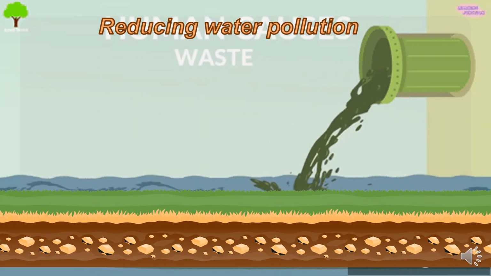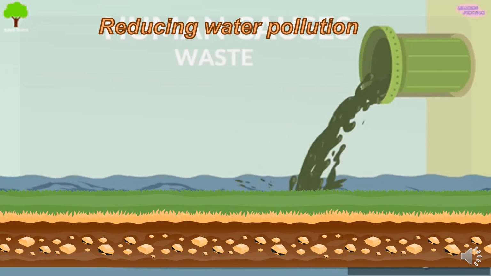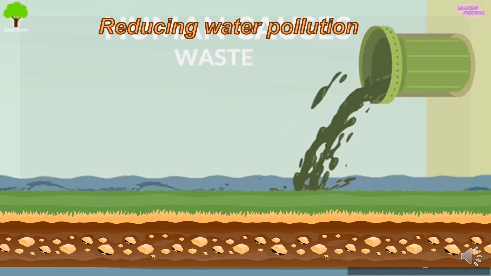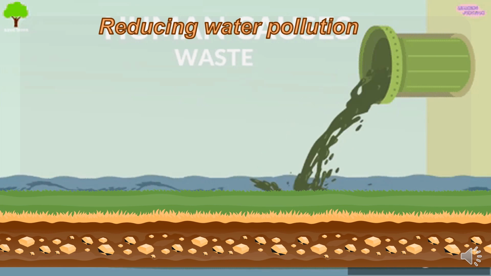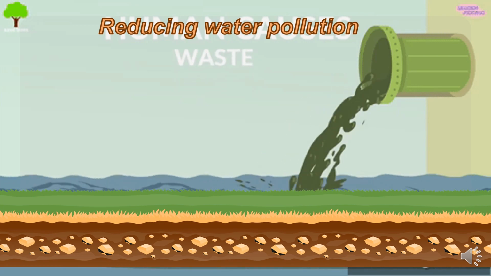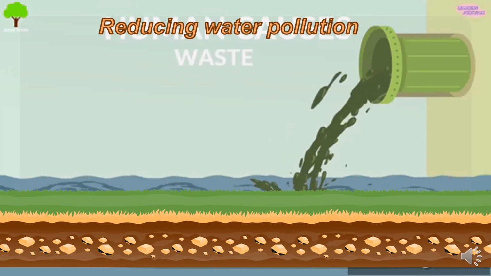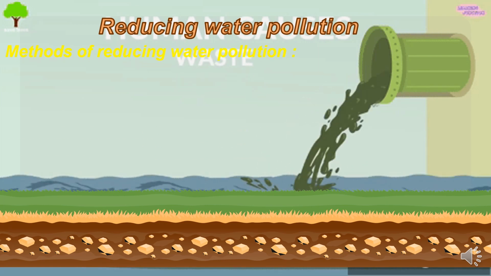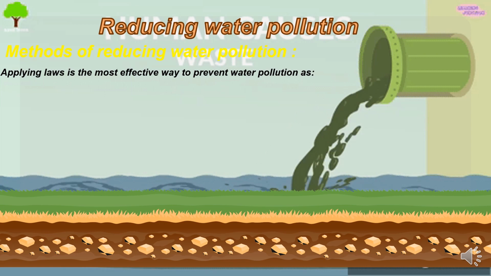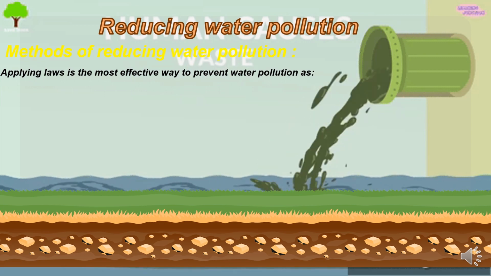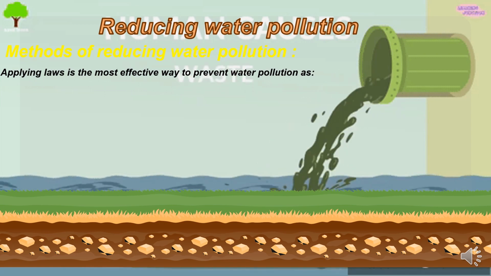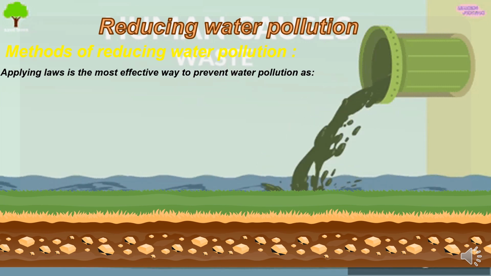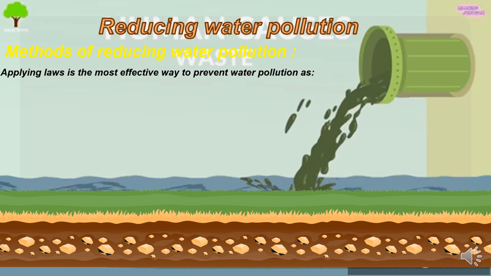And now, primary six, if I ask you, do you think you're going to be able to drink from this water if I give this water to you? Unfortunately, no. Why? Because this water is very, very impure, or very dirty. So I have to reduce water pollution, primary six. And the most important way to reduce water pollution is applying the law, setting up strict rules or laws, which is going to be the most effective way to prevent water pollution.